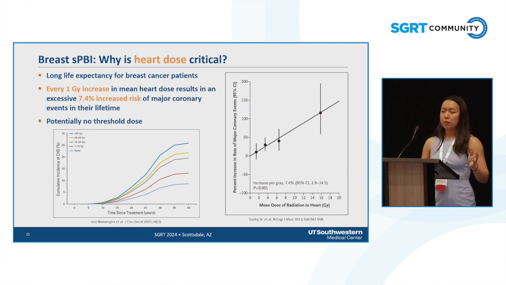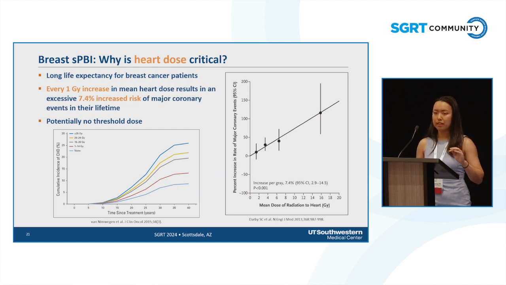There's a follow-up paper, essentially in the lower graph, showing that they start observing this effect at as low as 1 gray. And this paper also proposed that potentially there's no threshold dose for such damage to the heart. Which means the clinicians essentially need to be extra cognizant when doing these plans to make sure that we lower the heart dose as low as possible.